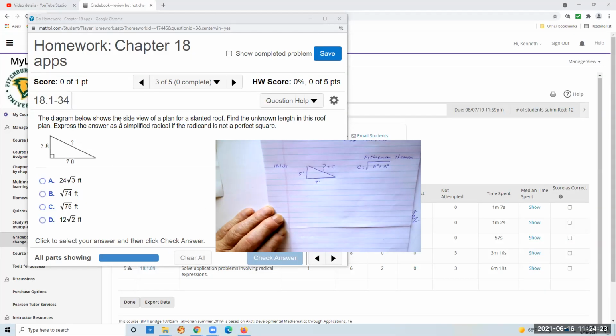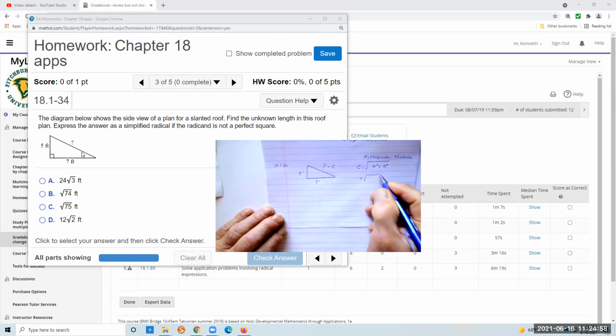The diagram below shows the side view of a plan for a slanted roof. Find the unknown length, which is the hypotenuse of this triangle, in this roof plan. Express the answer as a simplified radical if the radicand is not a perfect square. All right, we have two sides of the triangle given, 5 feet and 7 feet, and the hypotenuse is the third side. According to the Pythagorean theorem, the hypotenuse is equal to the square root of the sum of each side squared.